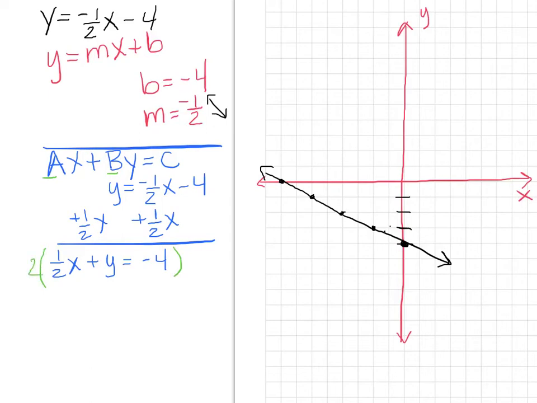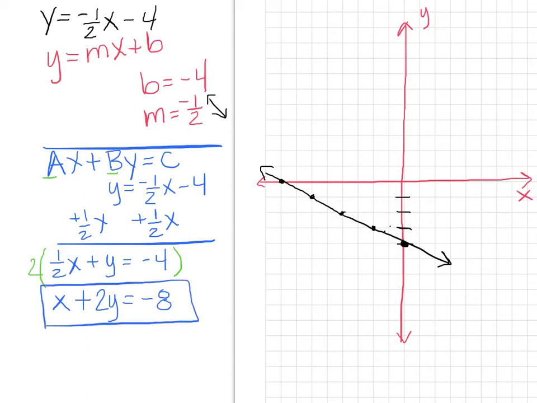If I multiply it all by 2, I'm going to end up with a whole number as the a on that x. So 2 times 1/2 is 1, so I'm left with 1x. And 2 times the 1, which is on the y, 2 times 1y is 2y. And 2 times -4 is -8. And so this is the same line.